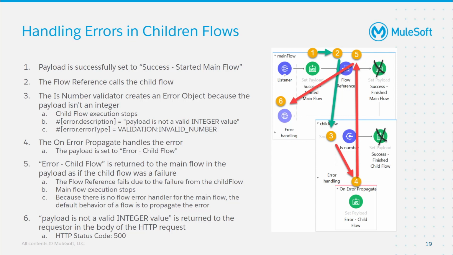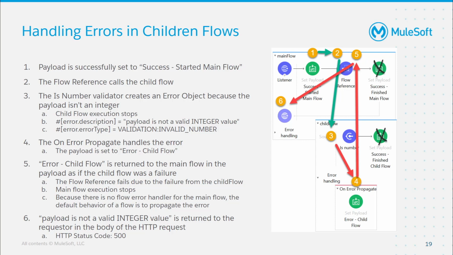Because the main flow receives a message that the flow reference failed, the current execution scope, in this case the main flow, will be halted, and therefore the final set payload will not be executed, and a new error object will be created with the same error description as before. Payload is not a valid integer value.